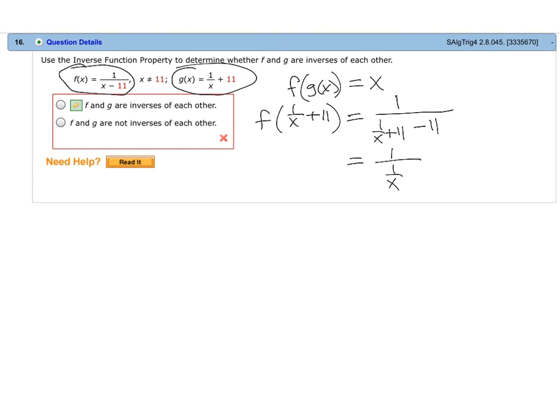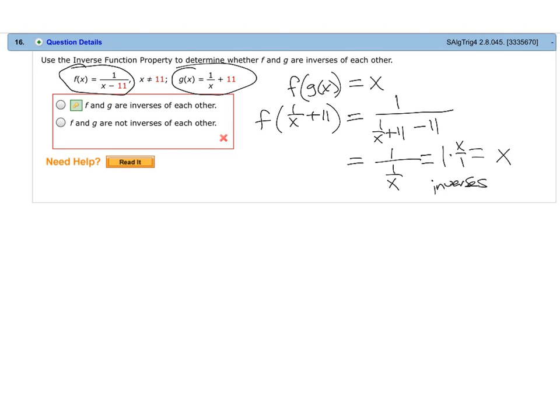But when we divide with fractions, we remember that the job is to invert and multiply. So we would have 1 in the top times x over 1 when we invert the denominator and multiply. But this, of course, is just x. So we have shown then that these are inverses of each other.